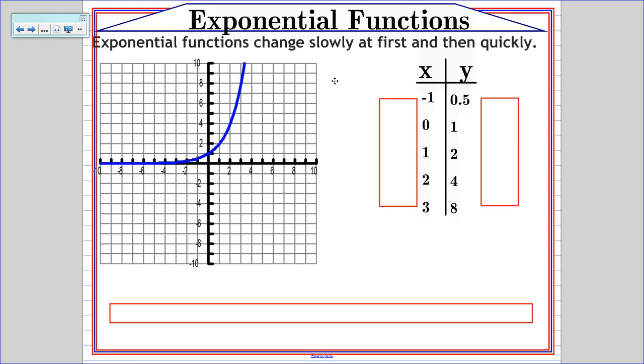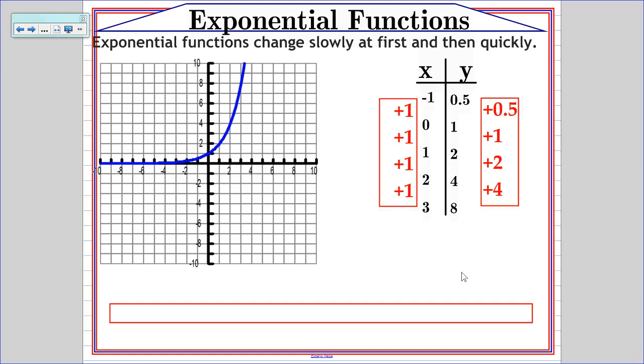All right, last up is the exponential function. Now, exponential functions change slowly at first and then quickly. That's easier to see on a graph than it is on a table sometimes. So when we look at a table, we're going to, again, find those changes. We can see that from 0.5 to 1, we're adding 0.5. From 1 to 2, we're adding 1. From 2 to 4, we're adding 2.